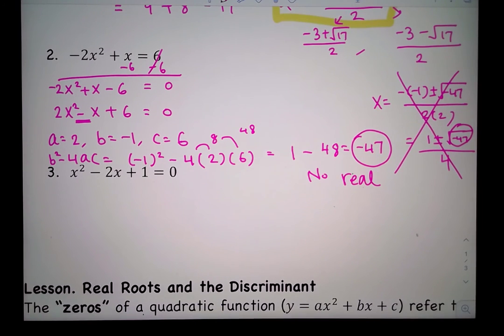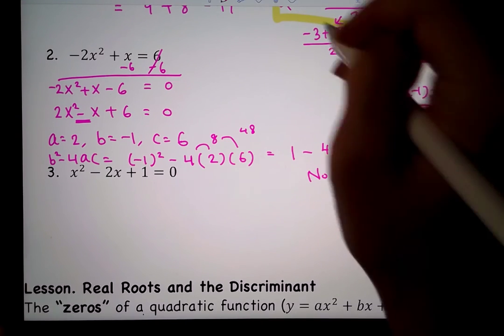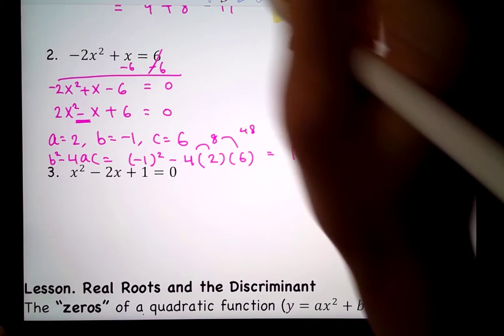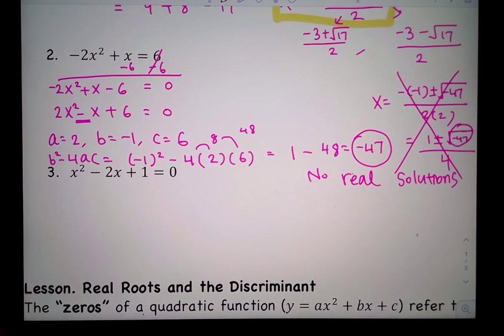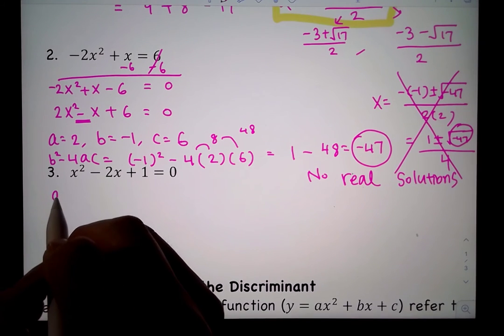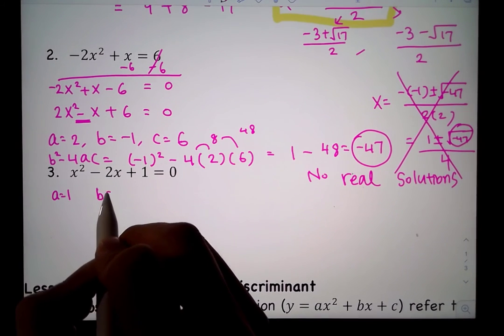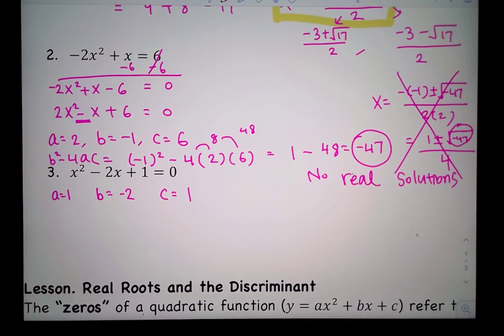You will learn it in Algebra 2 next year. No real number, no real solution, right? And then let's try number 3. Then that is my a is 1, my b is negative 2, my c is 1, right?